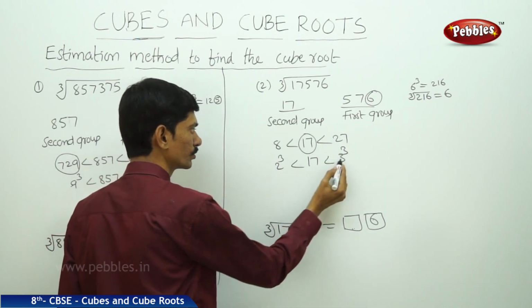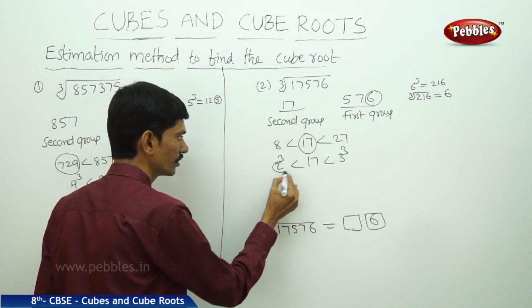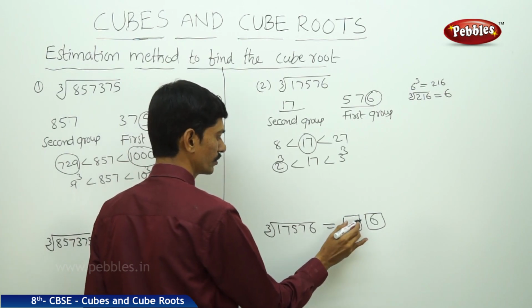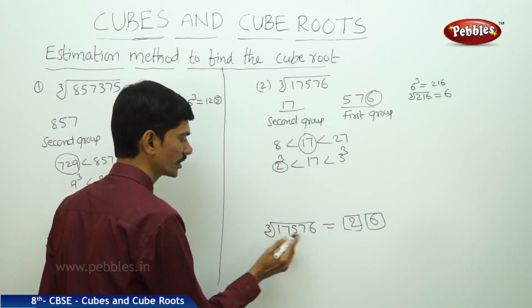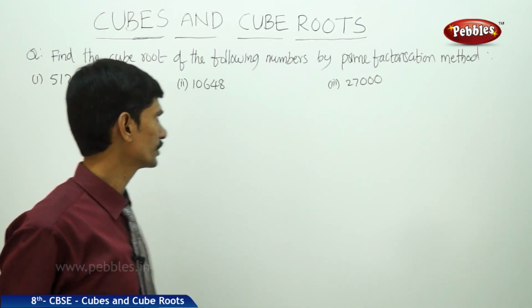Now in these two, 2 and 3, which is smaller? We know that 2 is smaller. So that is the tens place of the required cube root, that is 2. Now the cube root of the given number is 26. Now you solve the next question.